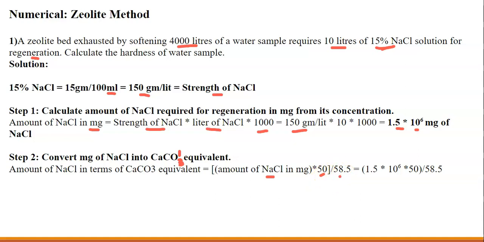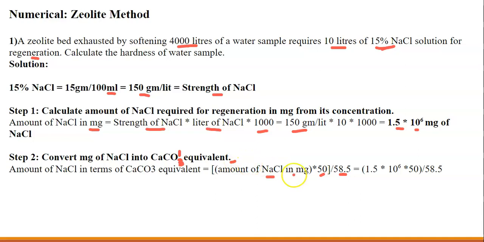So NaCl, equivalent weight of NaCl is 58.5. You have to just add the weights of sodium and chlorine. So you will get the amount as 58.5, because sodium is 23, chloride is 35.5. So if you add, it is 58.5. So this formula we have used in calculating the hardness of water.